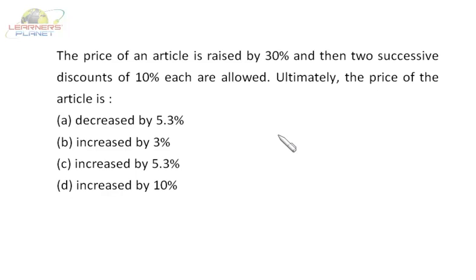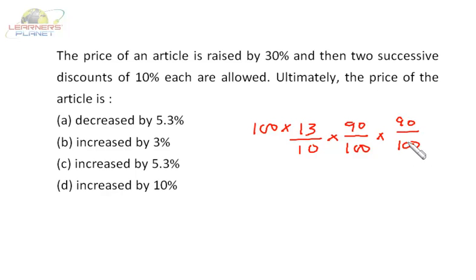The price of an article is raised by 30% and then two successive discounts of 10% each are allowed. Ultimately, the price of the article is? Now, first of all, let the price be 100 rupees. The initial price is 100 rupees and we are giving an increment of 30%. That means it is 130% of this price, or we can say 13 by 10. Now, the price after the first discount of 10% will be 90% of this price. Then the price after the second discount will be further 90% of this price. So we have to calculate this. So it is 13 into 9 into 9 by 10.